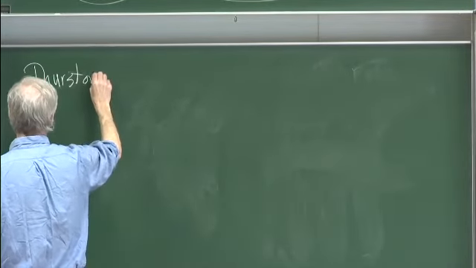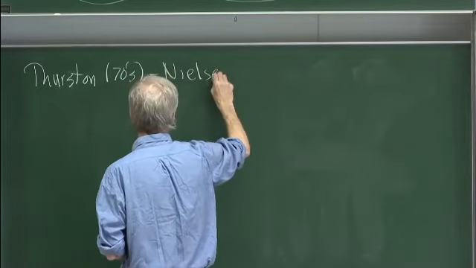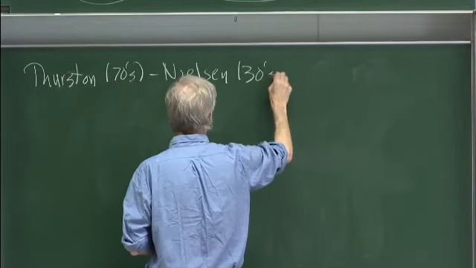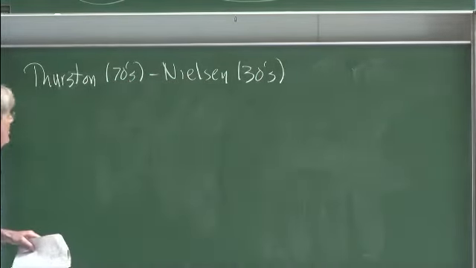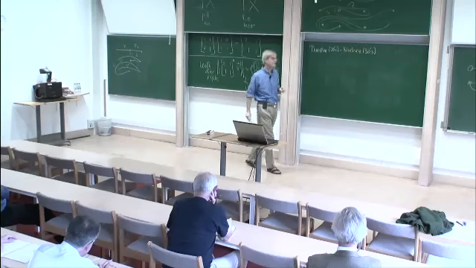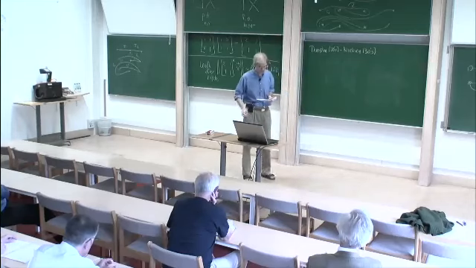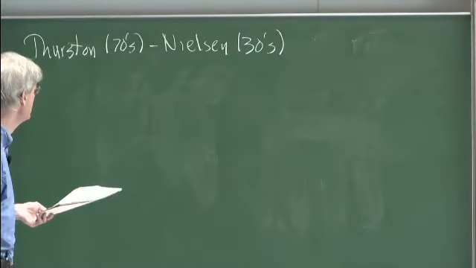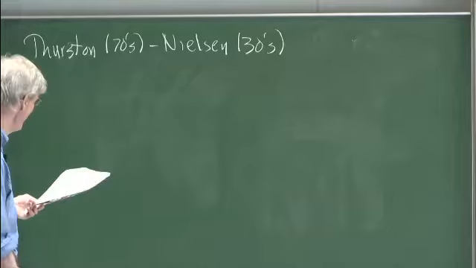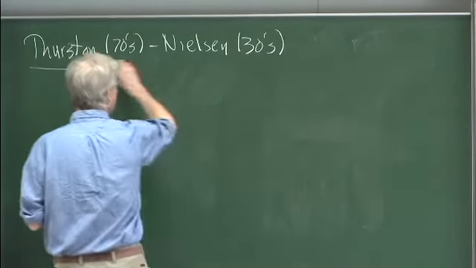So Thurston was in the 70s, and Nielsen was in the 30s. An interesting thing about Nielsen, if anyone is from Denmark, is that even though he was a topologist, part of his job was teaching mechanics. So the mechanics book that was used in Denmark for 30, 40 years was written by Nielsen, who was a topologist by training, because that was part of his job, teaching. As everyone does these days, we have to teach engineers. All right, so here's the Thurston-Nielsen theorem.